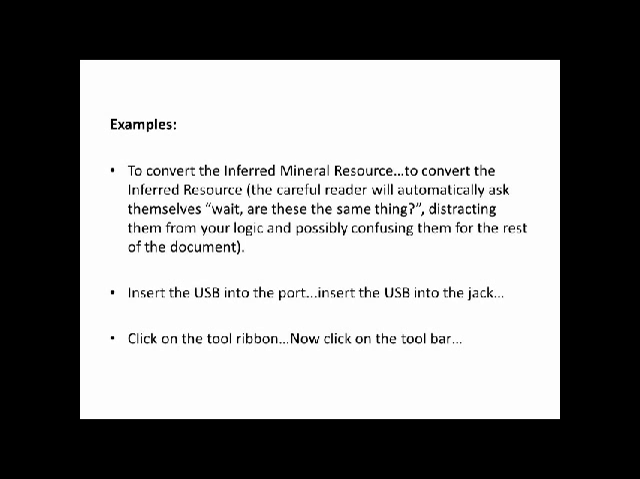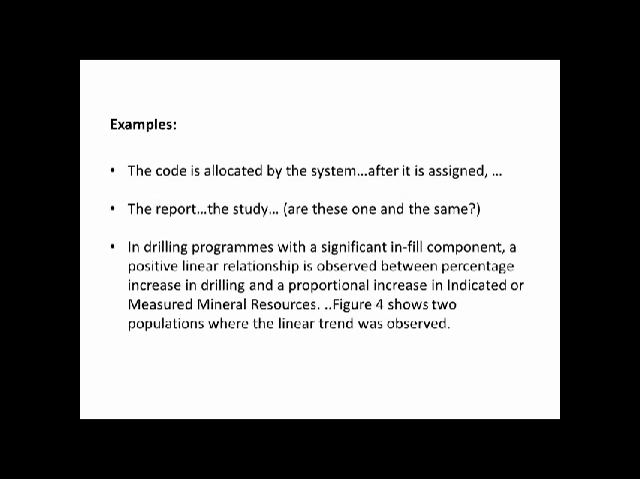Especially in multi-author documents, when you peer review or when someone proofreads, they should be looking for those sorts of things. Make sure that it's clear throughout and consistent. Again, this can happen not just with little nouns, with the words, but also with the verbs that we choose. So what's happening? The code is allocated by the system, and then later on, after it is assigned, a careful reader might say, are they talking about the same thing, or do I need to go back? Did I miss the bit about assigning?